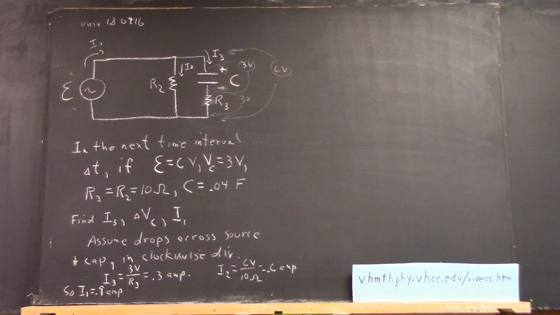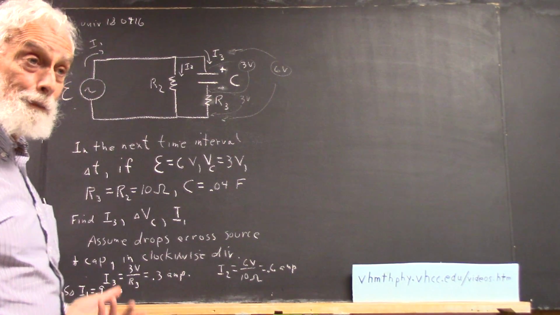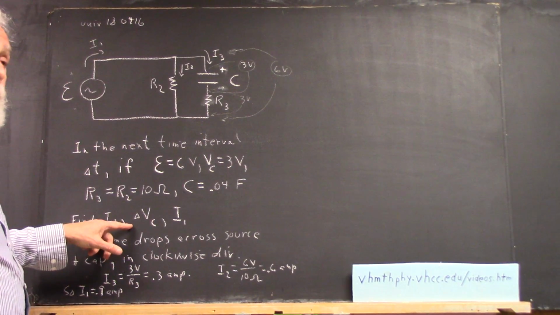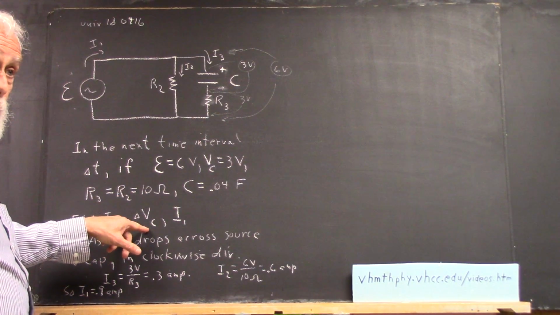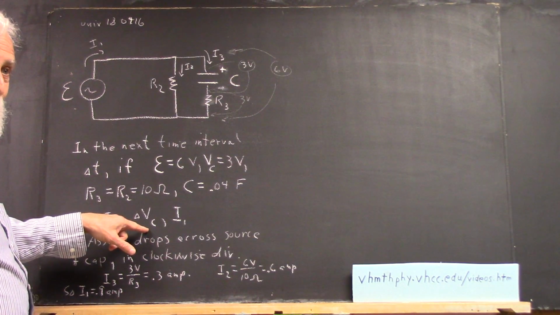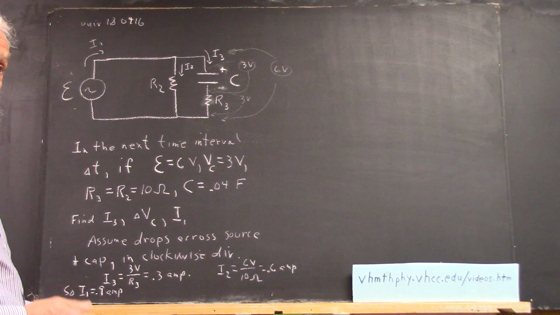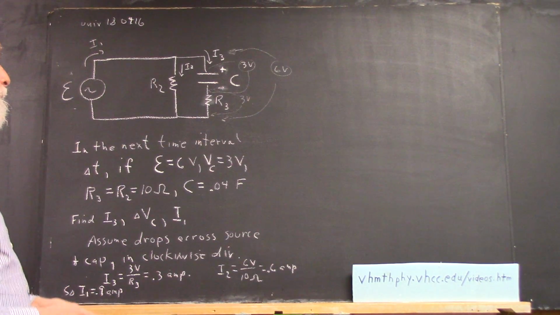What we need to find here, we've got I3 and I1 and incidentally I2, necessarily. And now we want to find the change in the voltage across the capacitor. Now this is where we ran into a lot of trouble understanding what was going on. I got all kinds of answers about what might be relevant.